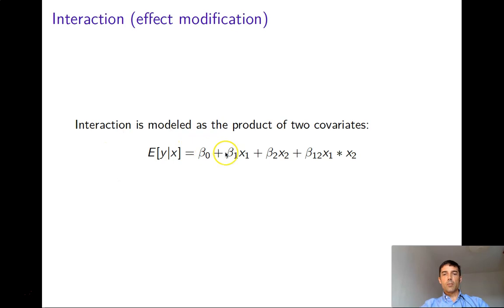Interactions between two of the predictor variables are modeled as the product of two of the covariates or predictors. So in this systematic part of an equation, the expected value of y for a given value of the predictors x, we have the intercept, beta 1 x1, beta 2 x2, and then we have a third coefficient that's called beta 1 2 here times the product of these two variables, and that's an interaction between the variables x1 and x2.